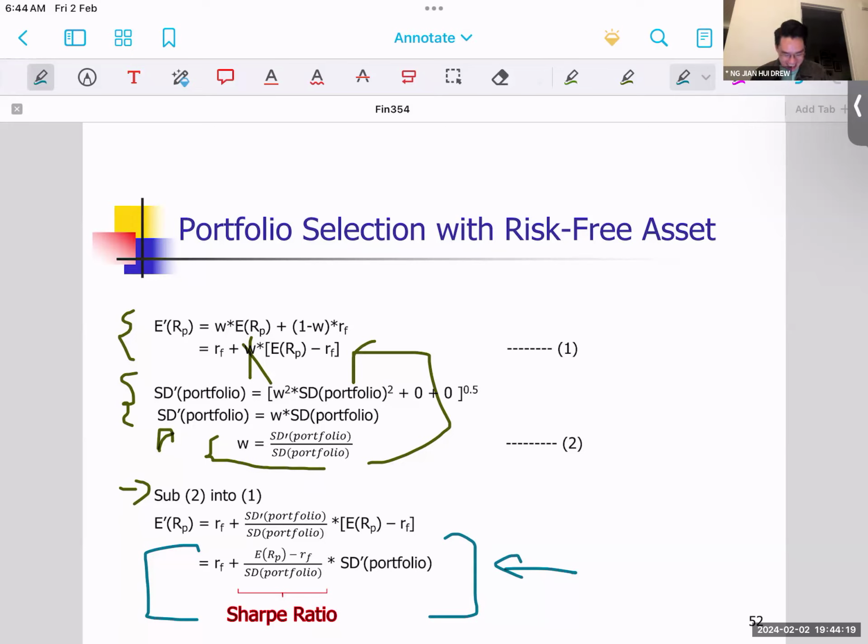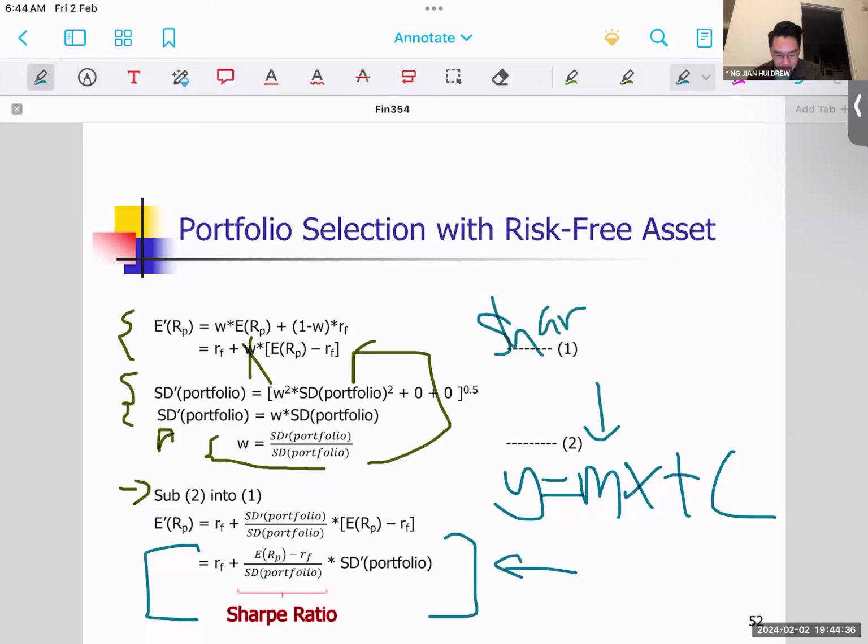Thanks for answering that. You are right: y equals mx plus c. And this is the equation of a straight line. Everyone knows, right? Y equals mx plus c. What is your m? Your m is your Sharpe ratio. Your x-axis is your standard deviation, which is given by volatility. Of course, your y is your expected returns. So what's important is that the gradient of the equation we have formulated is given by the Sharpe ratio.